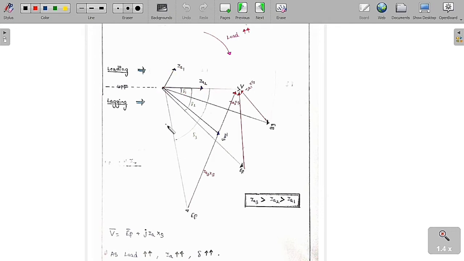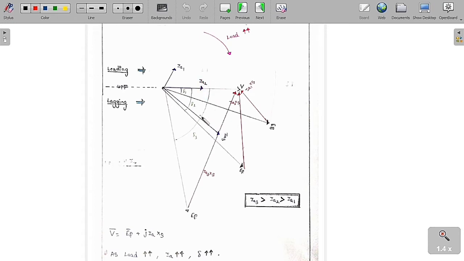Now this is Ia1. Then what is j into Ia1 Xs? It is perpendicular to this one, so you are going to get it like this. This value is for the first case. If you add these two vectors, Ef and j Ia1 Xs, you are going to get V. Similarly, if I increase the load, then definitely the current will increase, so the Ia2 value will increase in this format.